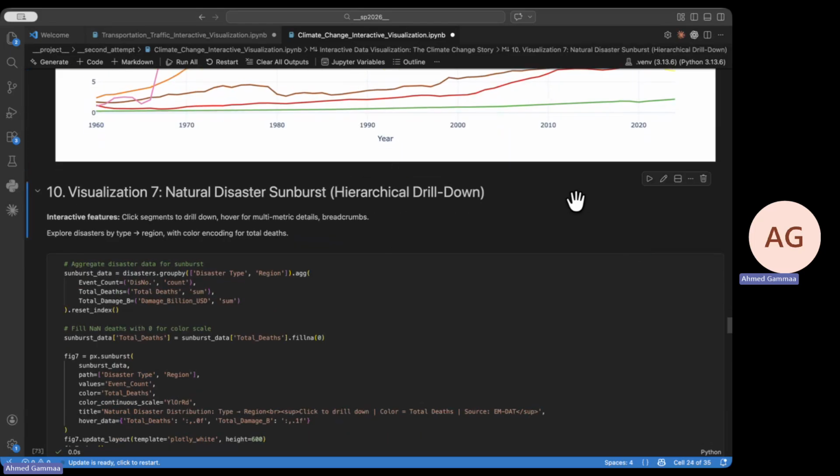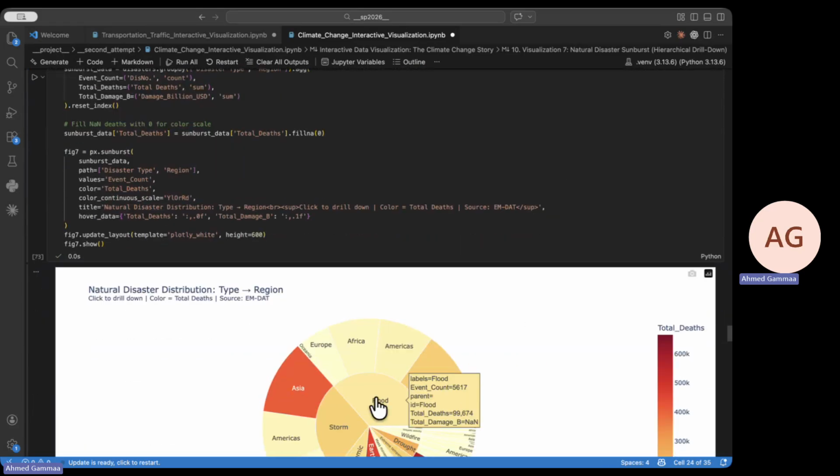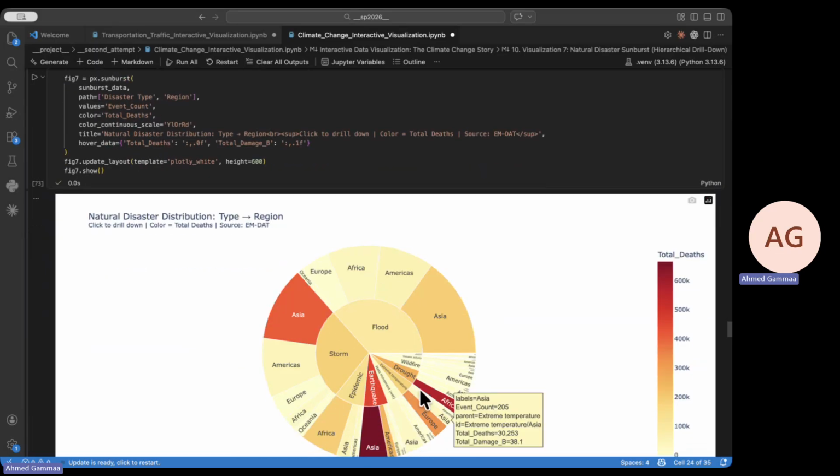Let's go for the seventh one, which is the natural disaster sunburst, which is a hierarchical drill down that has the disaster type in the inner circle, and the breakdown of that specific type in the outer circle. And this is interesting. Let's, for example, focus on this flood thing.